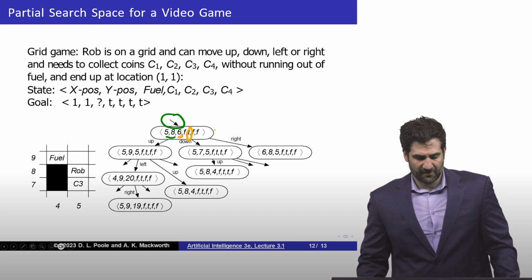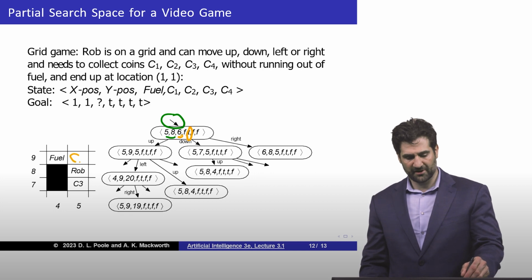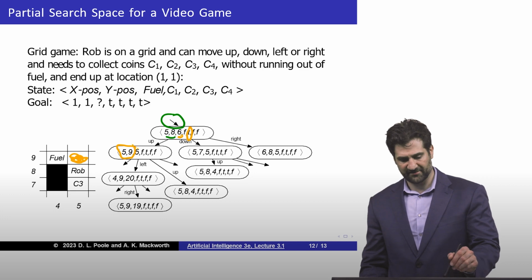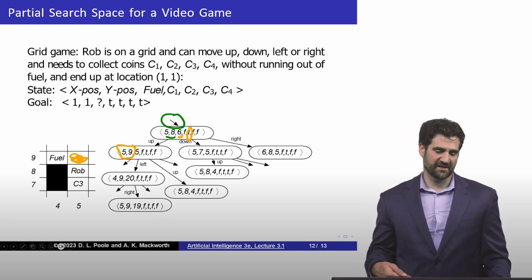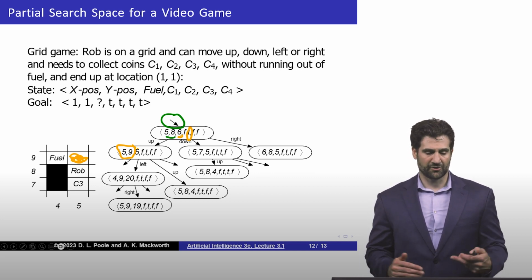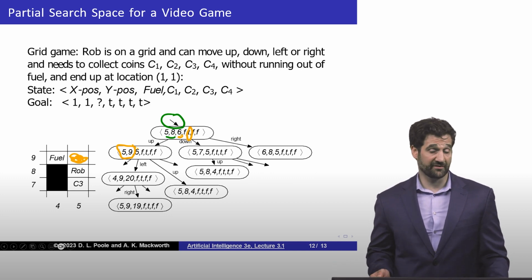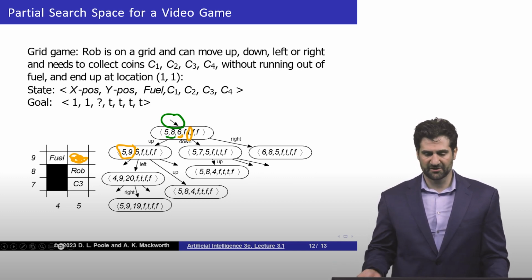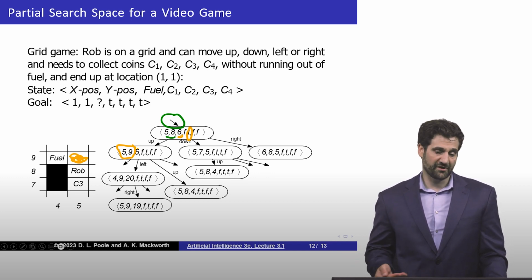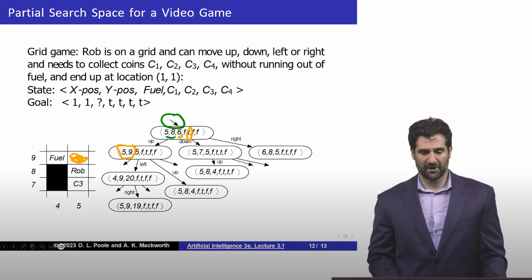Now, if Rob moves up, the agent moves to this location, 5-9, right here. And here you see he winds up at 5-9. To move one space, let's say in this game you expend one unit of fuel, so notice Rob's fuel dropped to 5. There were no more coins picked up, and so there is no change to those last 4 values. And it proceeds from there. As you see in this diagram, it builds out all the different scenarios of what Rob can do on moving up, down, left, or right.